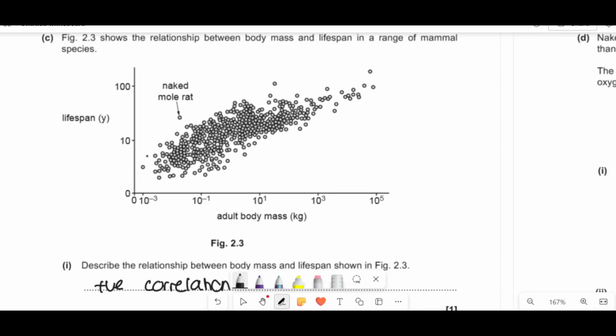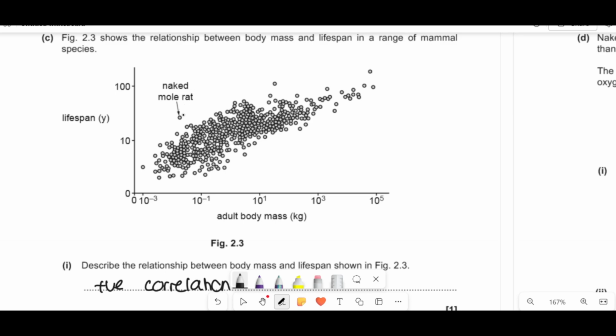Can you see how this point is pretty high, but it's not fitting the majority of the results? You'd expect it to be following this line. If we drew a line of best fit through here, like this, it would look a bit odd. It's outlying, it's unexpected.